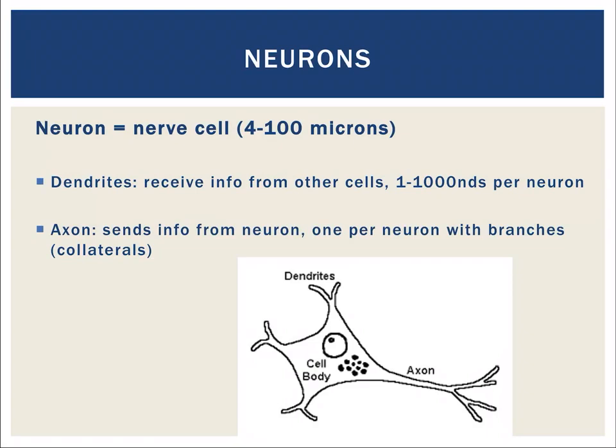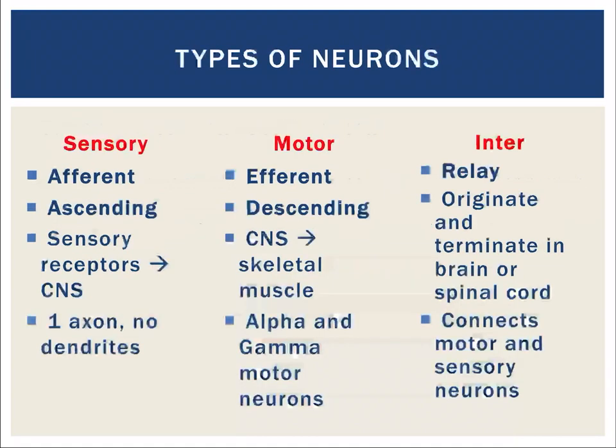And neurons, as you can see here, have specialized projections, and those projections are either axons or dendrites. Dendrites take information from other cells and move that to the cell body, while axons take information away from the cell body to other cells. There are about 86 billion neurons in the brain.